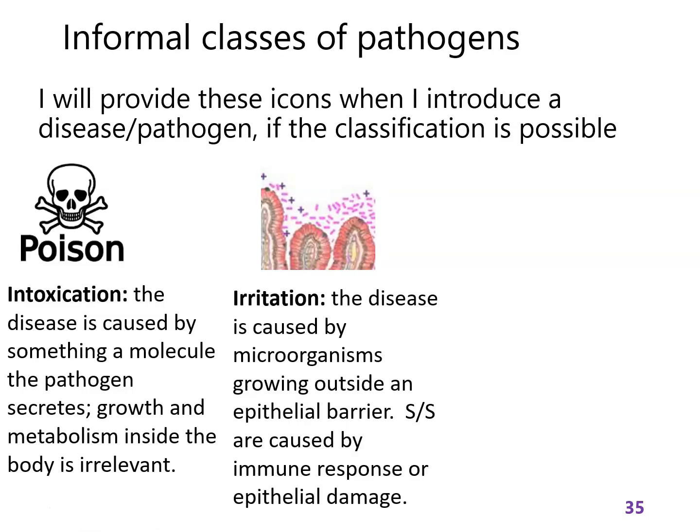And so I will put this in the upper right corner when I first introduce a disease that's just an intoxication. This would be an irritation, and what you're seeing here is villi in the intestine with bacteria all over them causing an inflammatory response. In these cases, sometimes I'll call it inflammatory. The microorganisms grow on a person or in a person, but they don't cross an epithelial barrier. So they're going to be in the lumen of a gut, or on the skin, etc. And the signs or symptoms we see from these are caused by the immune response, usually.